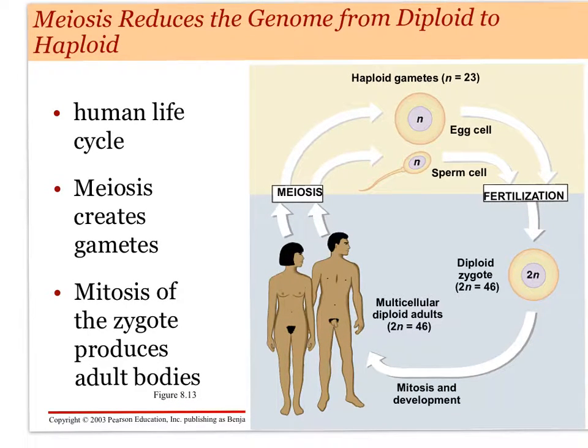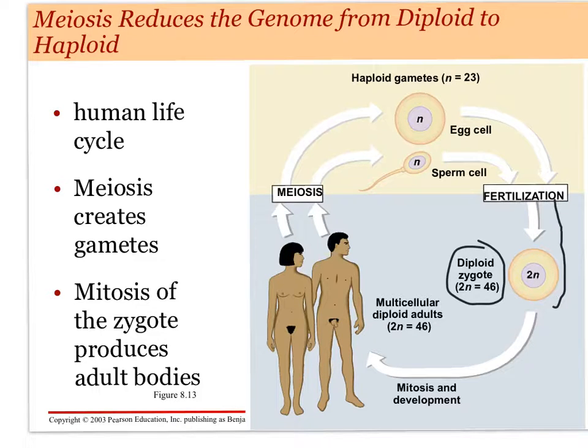So let's remember something. Meiosis reduces the genome from diploid to haploid. That means from an adult with 2 homologous chromosomes for every chromosome to haploid, which is a single chromosome. So if we were to start at, let's say, fertilization, we go from fertilization, and that restores a diploid zygote.